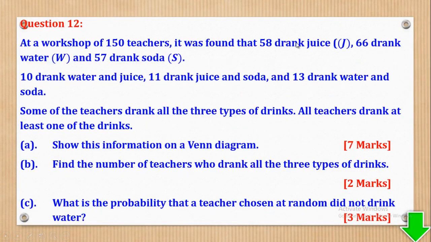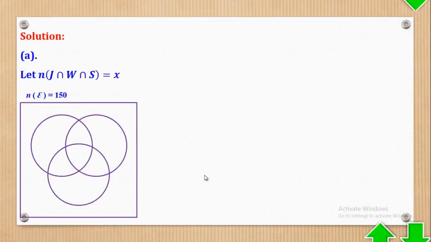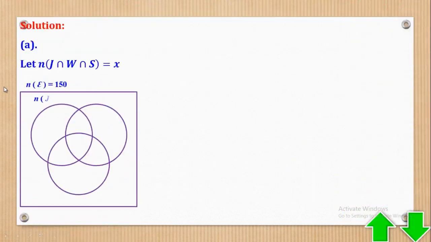The next, we are told that 58 drank juice, 66 drank water, and 57 drank soda. So we shall represent those also. We shall say that n(J), the number of those who drank juice, will be 58, those who drank water is 66, and those who drank soda are 57. After that we shall put this one of those who drank all the three types. Then from there we shall go ahead.